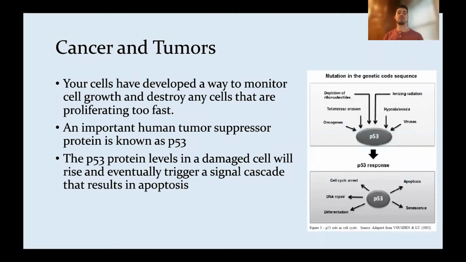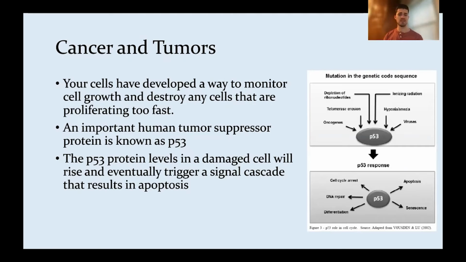So your cells have developed a way to monitor cell growth and destroy any cells that are proliferating too fast. They do this in a bunch of different ways. They have natural cell checklists, and your immune system plays a role as well. But what we're going to talk about today, one of the more important proteins that your body makes, is known as P53, and that is the famous human tumor suppressor protein. The gene that encodes P53 specifically encodes this protein to keep tumors and unregulated cell growth in check.